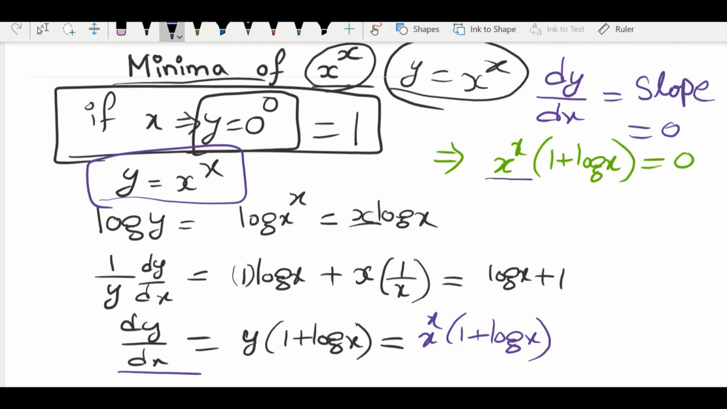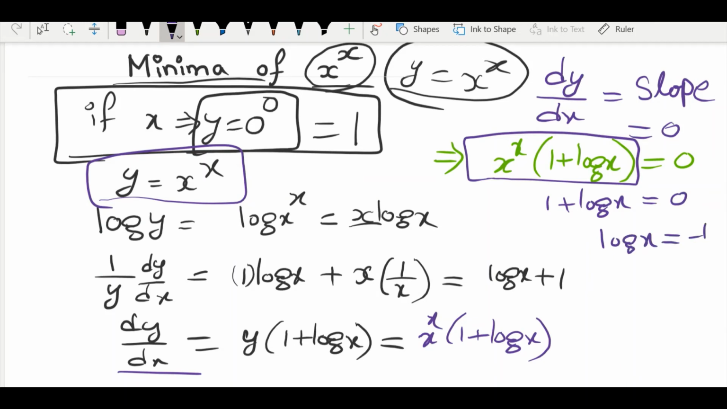For this total expression to be equal to 0, 1 plus log x equals to 0. So log x equals to minus 1, and if I remove the logarithm, I get x equals to e power minus 1, which is equals to 1 by e. So x equals to 1 by e. At x equals to 1 by e, I get the minimum value of the graph.